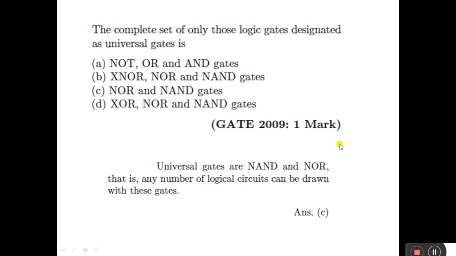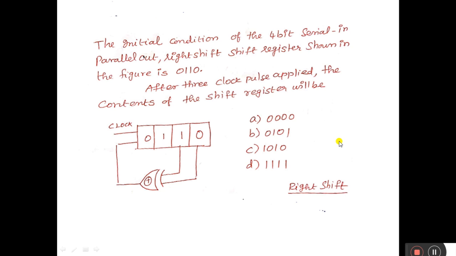Very simple question. Now next one. The initial condition of the 4-bit serial in parallel out right shift register, shown in the figure, is 0110. So the initial state is 0110. After 3 clock pulses are applied, the contents of the shift register will be: option A 0000, option B 0101, option C 1010, option D 1111.